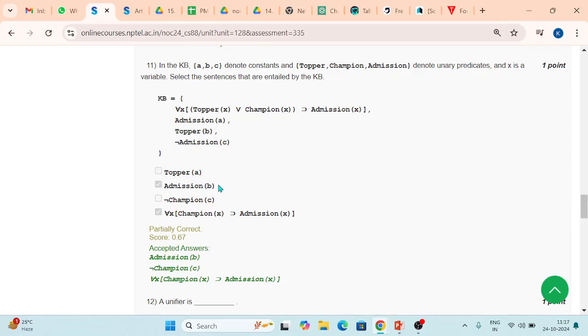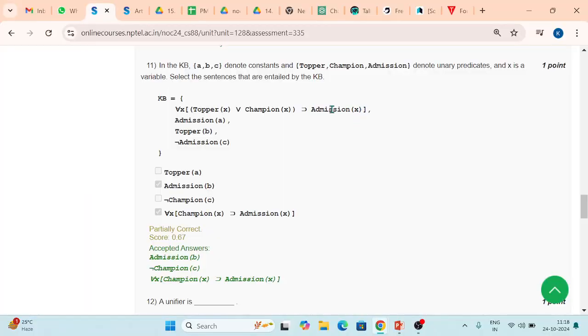So we got admission of B. Topper of A, we are not having any clues here to get the topper of A. So we are not having that choice. Next, not champion of C. If you remember, P implies Q means not Q implies not P. So by using that condition, not admission of C they had given.